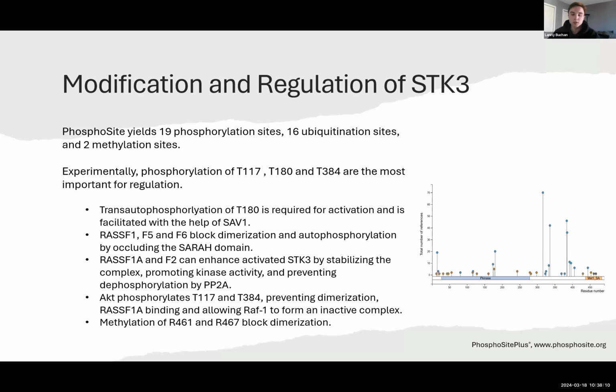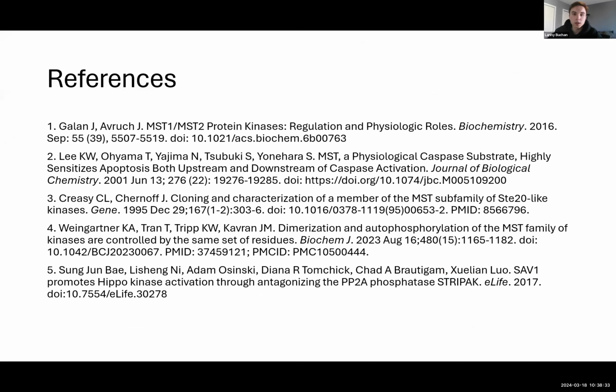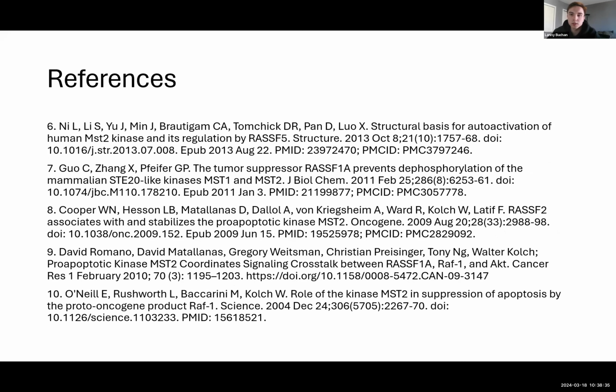The kinase ACT, which is involved in cell division, can phosphorylate threonines 117 and 384 on STIK3, preventing dimerization, RASSF1A binding, and allowing the oncoprotein RAP1 to form an inactive complex. As well, methylation of arginines 461 and 467 at the SARA domain can inhibit STIK3 by blocking dimerization. Here are just some references, and if you have any questions, just let me know in chat.